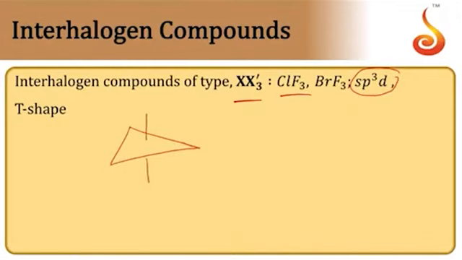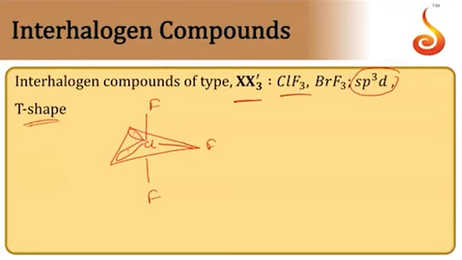Let us take ClF3, the Cl is here, and in the equatorial plane you have the lone pairs of electrons present. The remaining fluorines are along the axis, as well as one along the equatorial plane. Therefore, the structure is a T-shaped molecule.